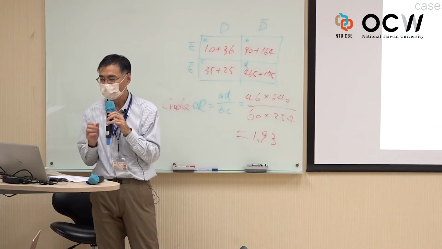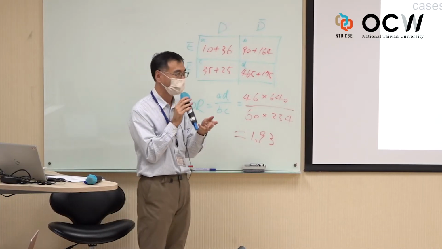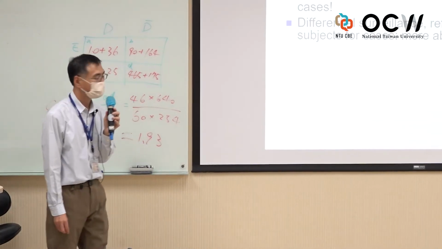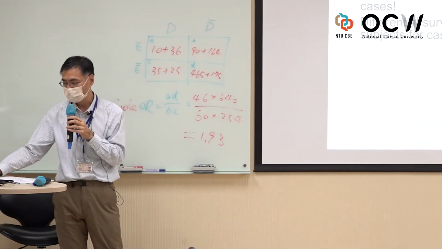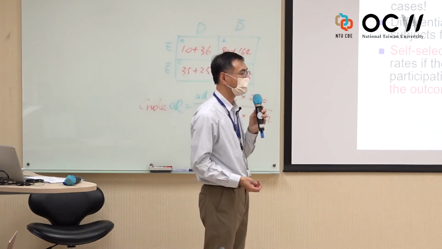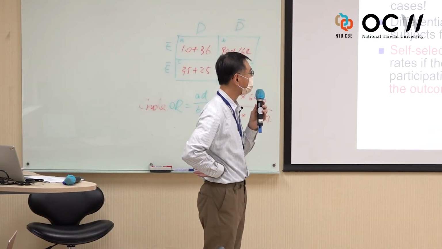Okay? For selection bias in case control study, you have already known that, right? Selective controls are even worse than selective cases. And any reason for differential surveillance, referral, or diagnosis of subjects in cases, all of them are more about generalizability, not really leading to selection bias. So we have to pay more attention to the process of choosing controls rather than choosing cases.